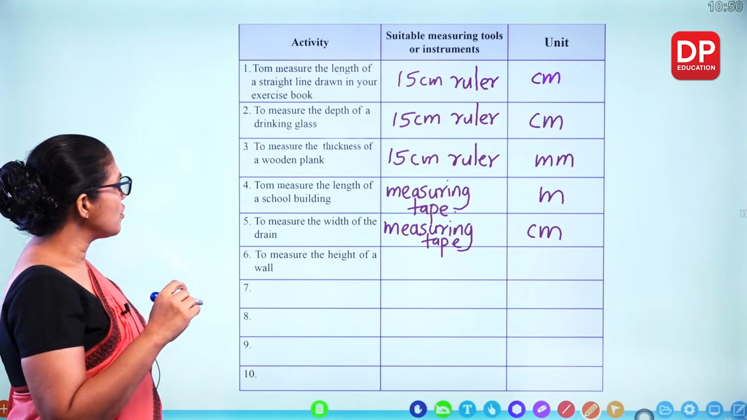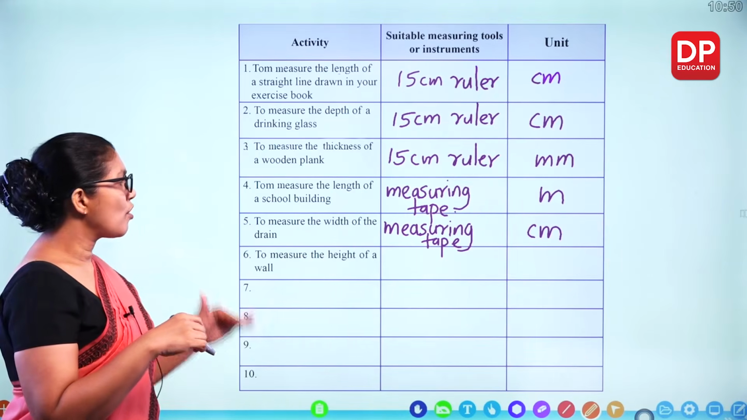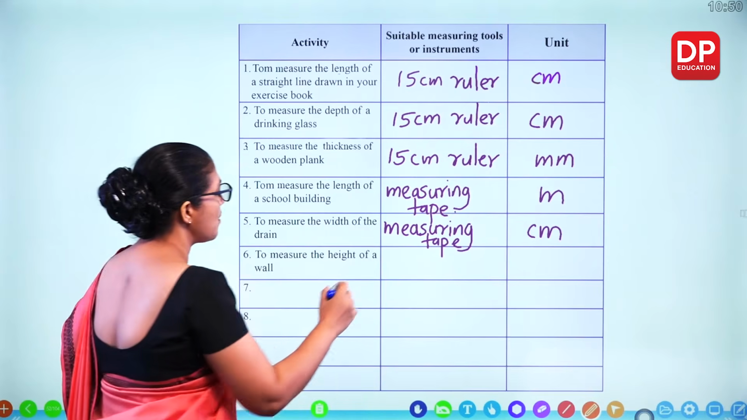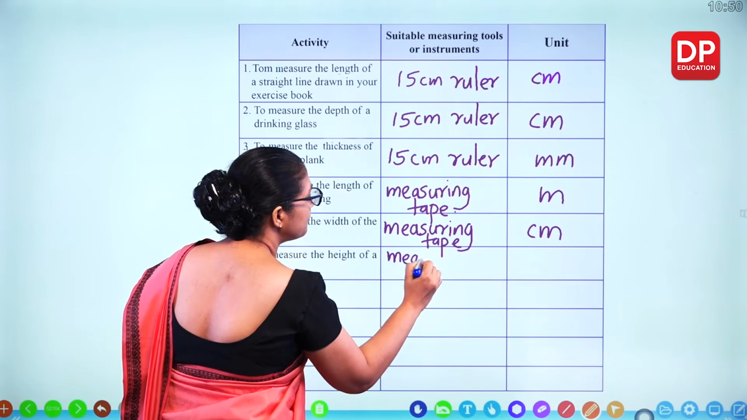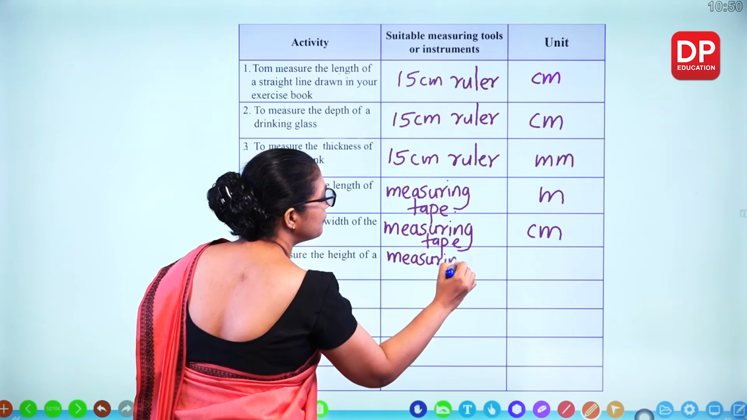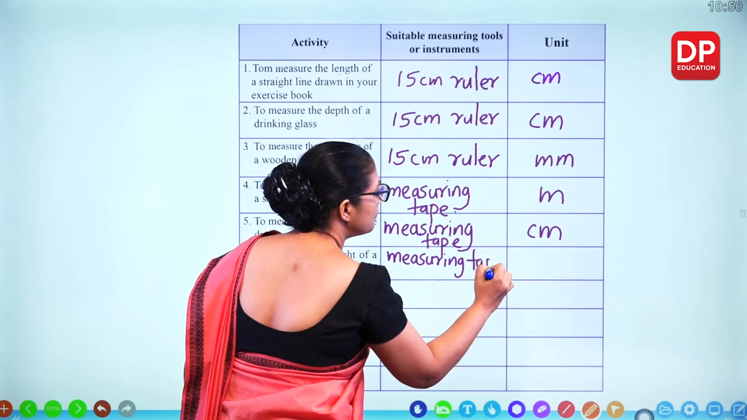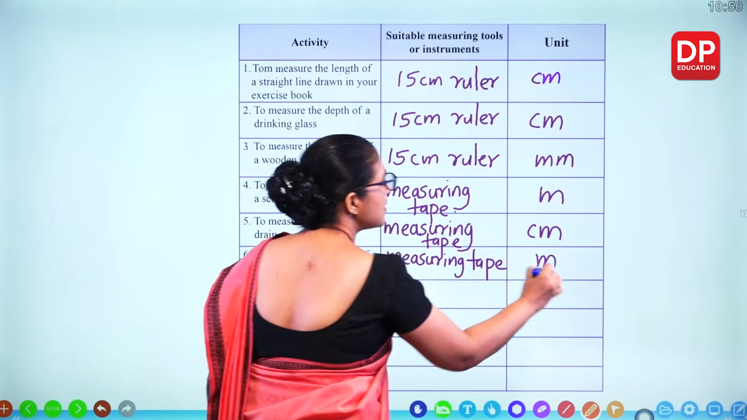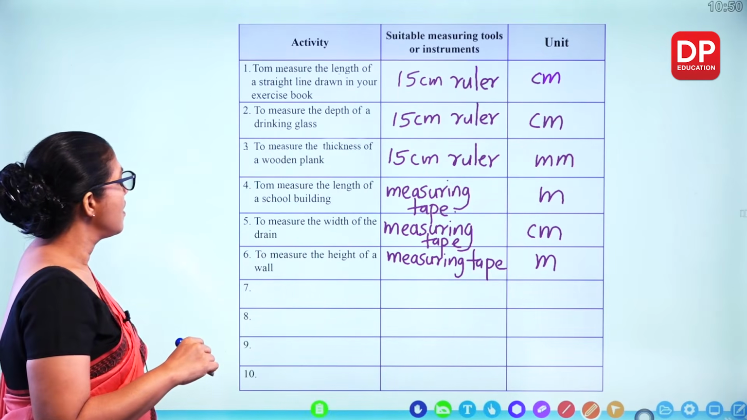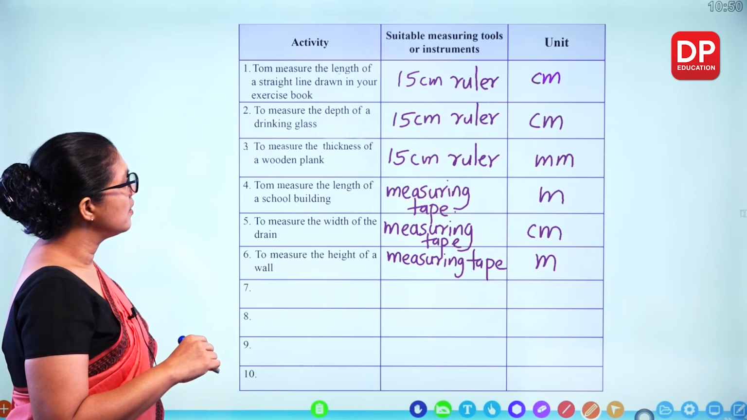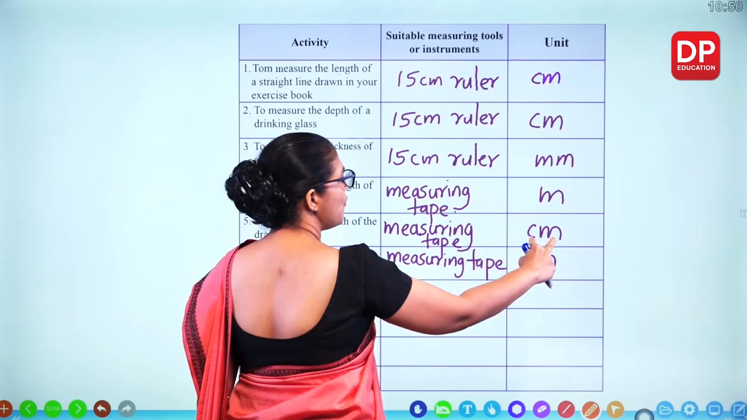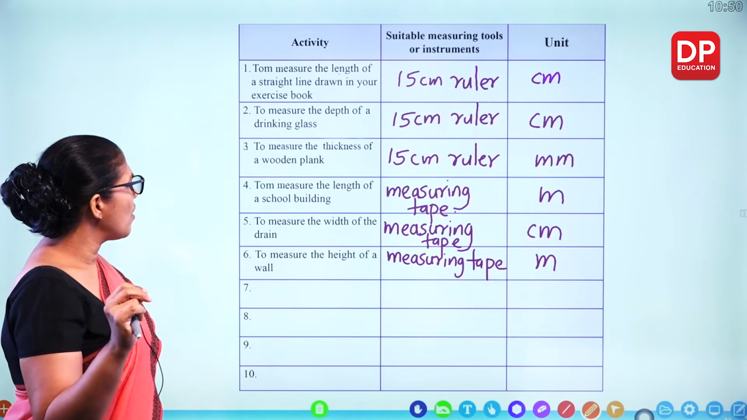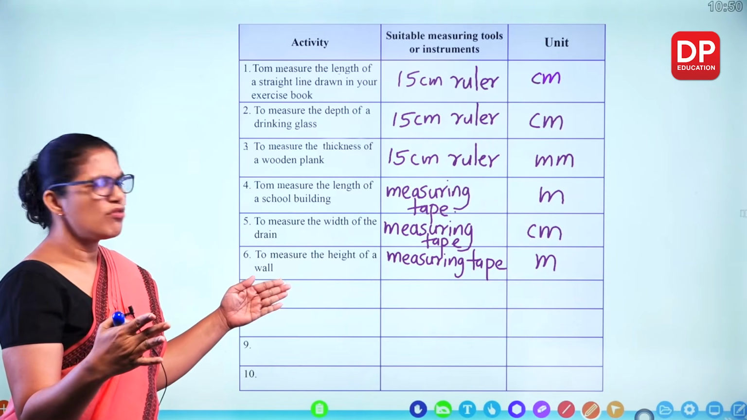To measure the height of a wall. So you can use the measuring tape. So that's like meters. So this one, width of the drain. Length of a drain, it can be meters, but width of the drain, you can use centimeters.